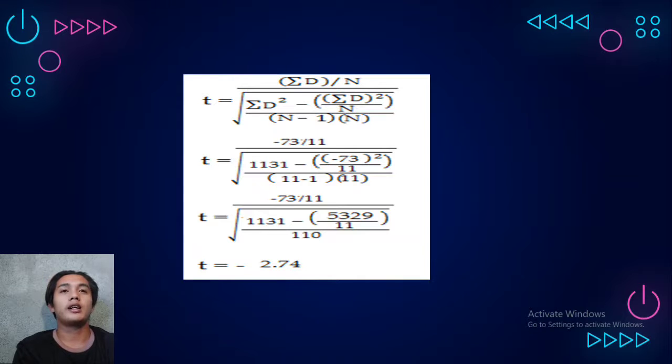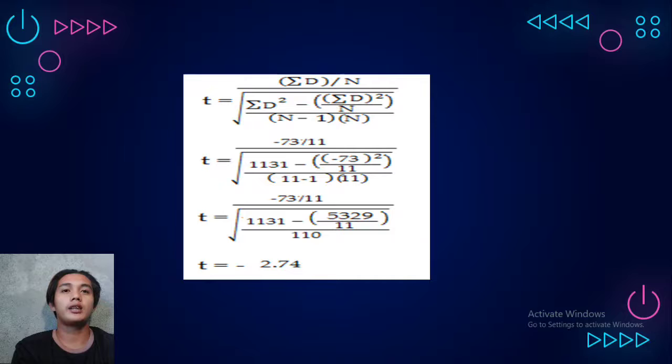Then, i-compute na natin siya. Negative 73 over 11 all over the square root of 1,131 minus the quantity of negative 73 squared. Ang negative 73 squared is equal to 5,329 over 11. All over 11 minus 1 is 10 times 11 is equal to 110. Kaya 110 yung ating denominator.